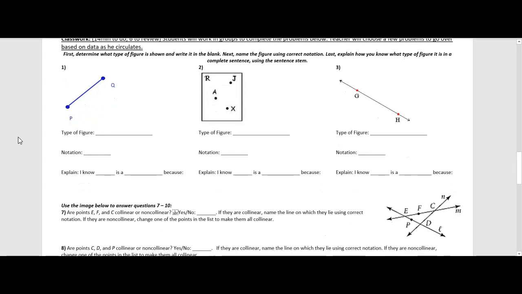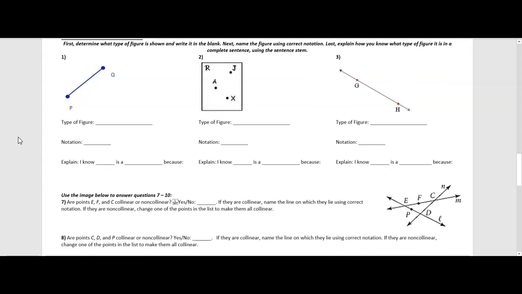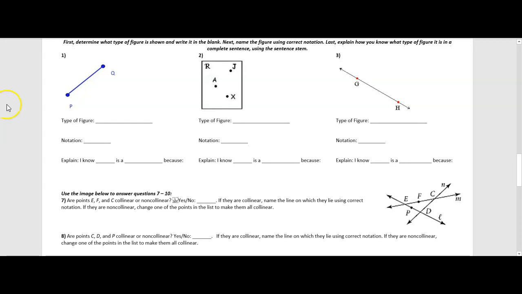As always, I encourage you to do these problems on your own first and then come back and look at the answers and explanations. So number one, for actually all of the first three problems, we need to say what the figure is, so the type of figure. Is it a point, line, plane, segment, ray? Then we need to name it using correct notation. And then we need to do a little explanation. So we need to say, "I know this is a blank because," and then write a little explanation. So I'm going to pause the video myself, put the answers up here, and then we're just going to talk through them.